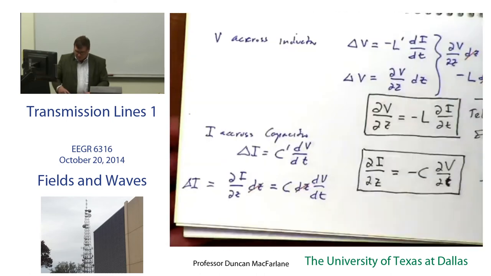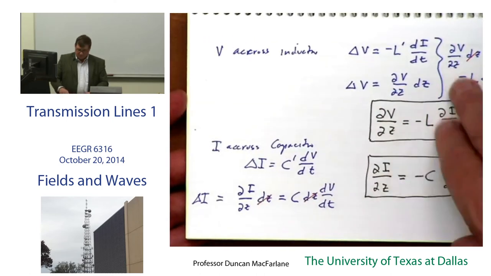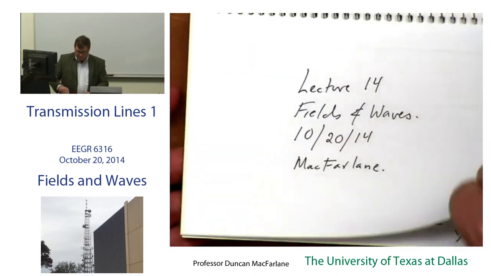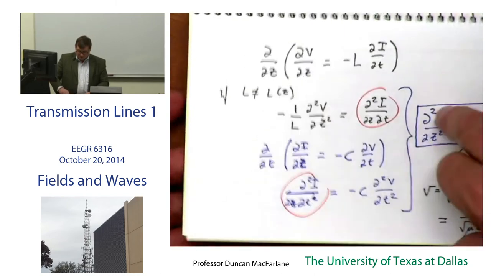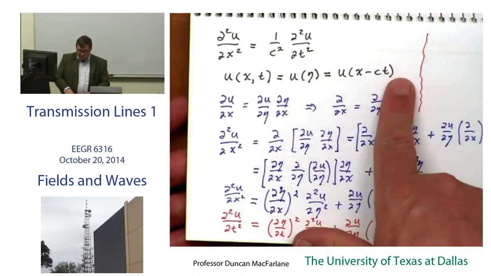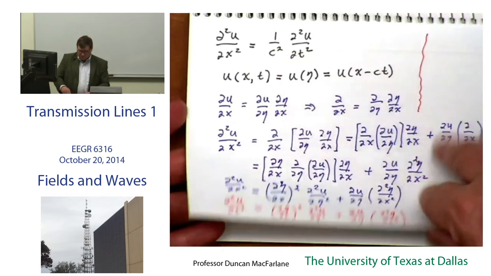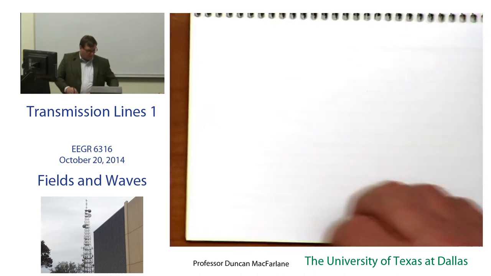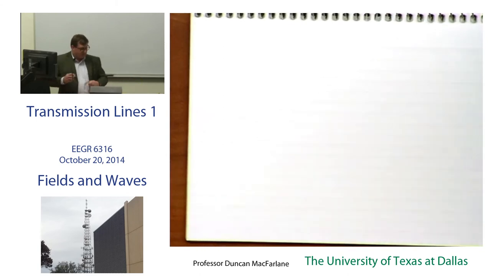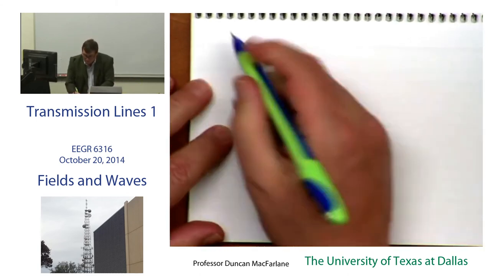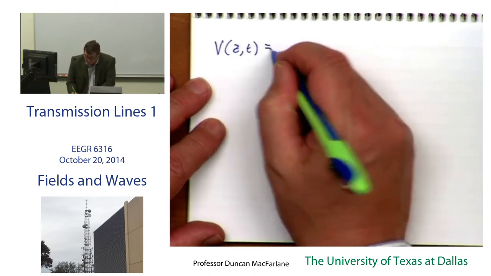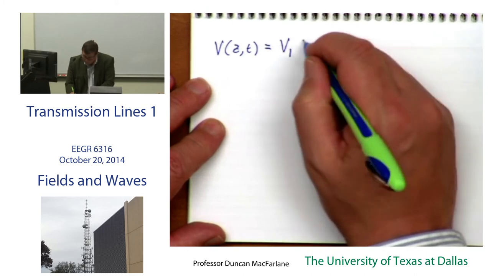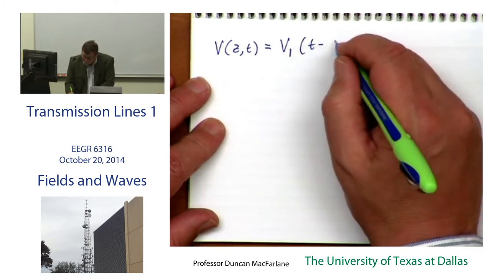We started with the telegrapher's equations. We converted them to a wave equation for the voltage. We solved this wave equation in general, but also for the voltage. And so we now have a solution for V as a function of z and t. And this will equal V1. And I'll write it yet a different way.